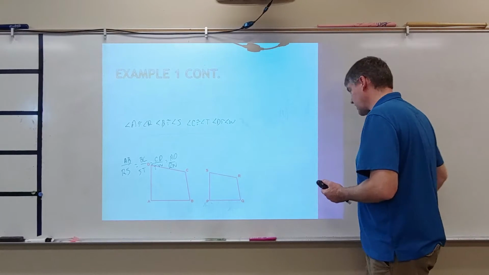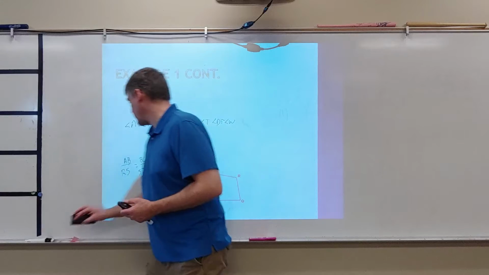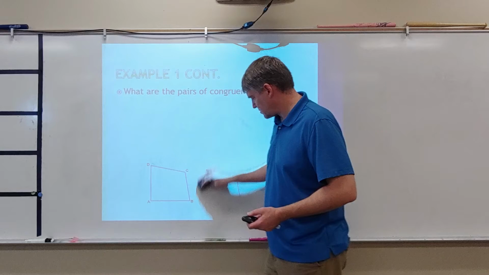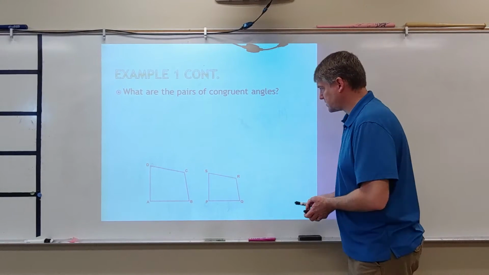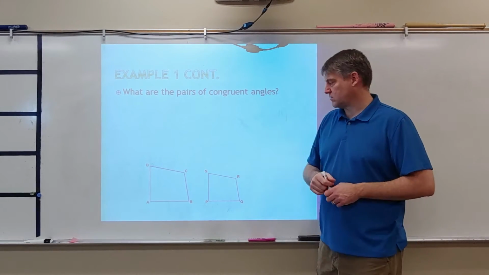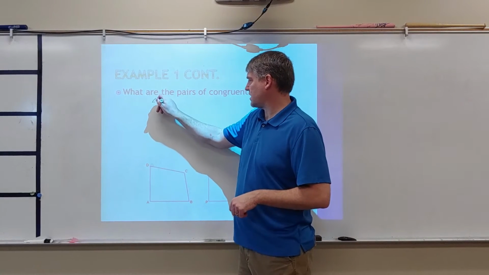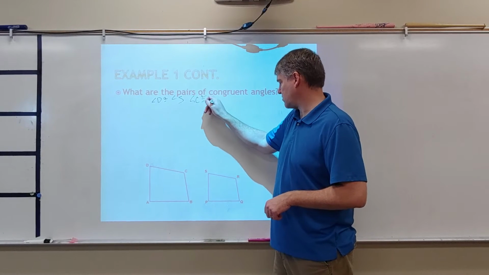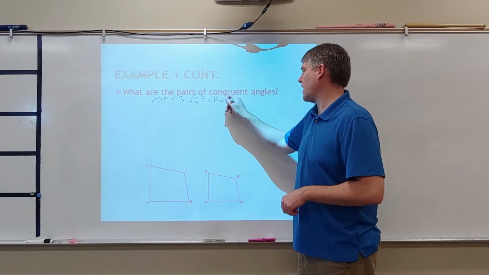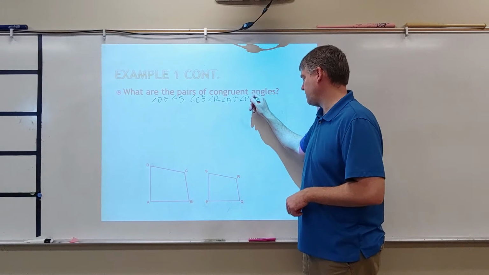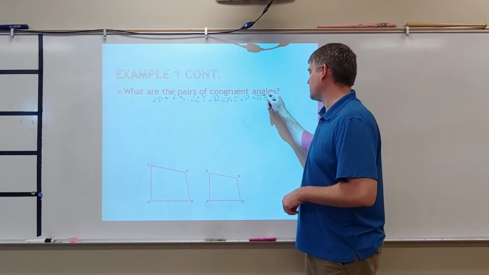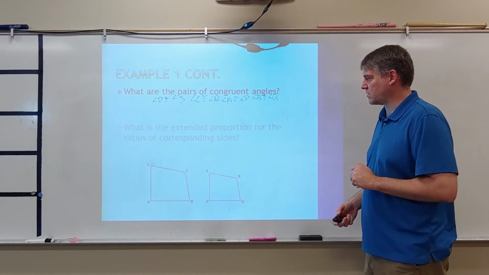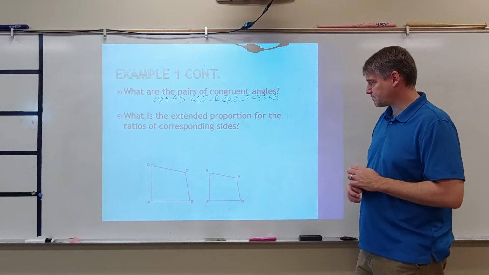So here we're going to continue with our example. What are the pairs of congruent angles? Now we're given two shapes, so we want to write those out. Angle D is congruent to angle S, angle C is congruent to angle R, angle A is congruent to angle P, and angle B is congruent to angle Q. So corresponding angles have to be congruent in similar polygons.